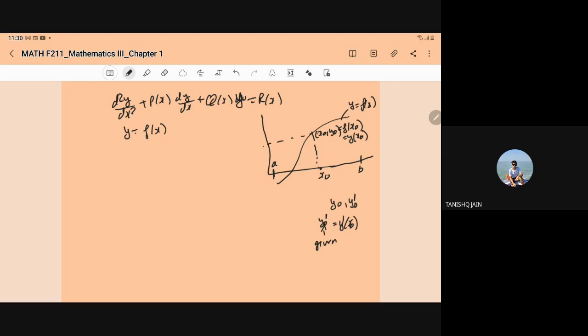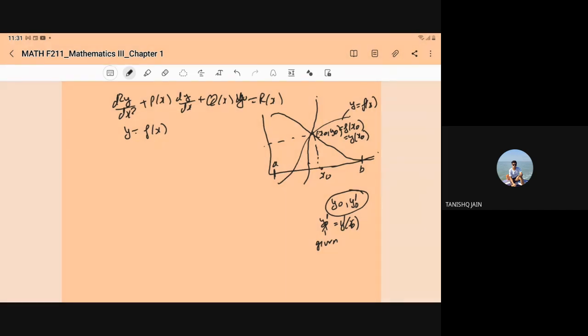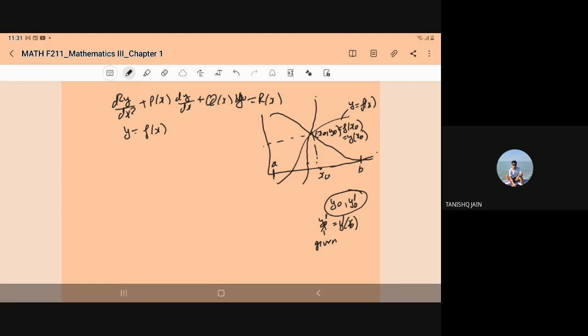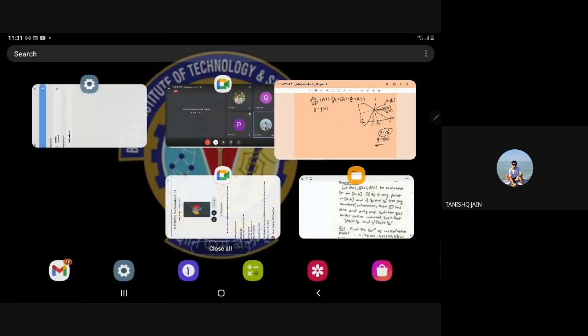If these are two given numbers, then we always have the unique solution. It means we cannot have another curve passing through this point. Always it passes through the fixed point x naught between a and b for a given y naught and y naught dash. Always we have the unique solution, or one graph y is equal to fx will pass. So that is this statement.